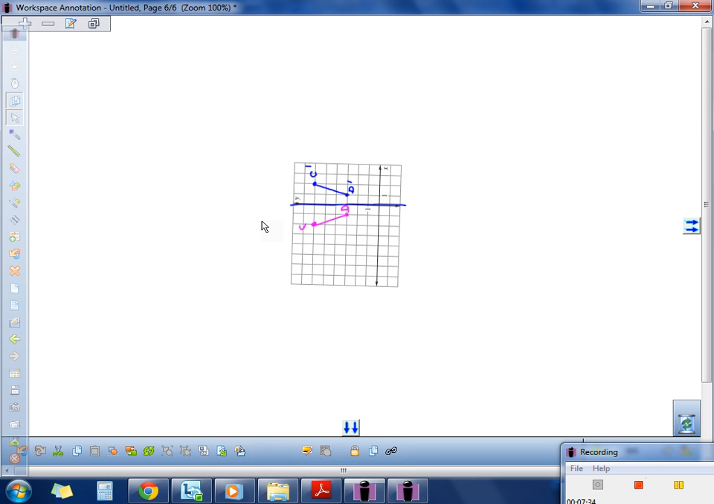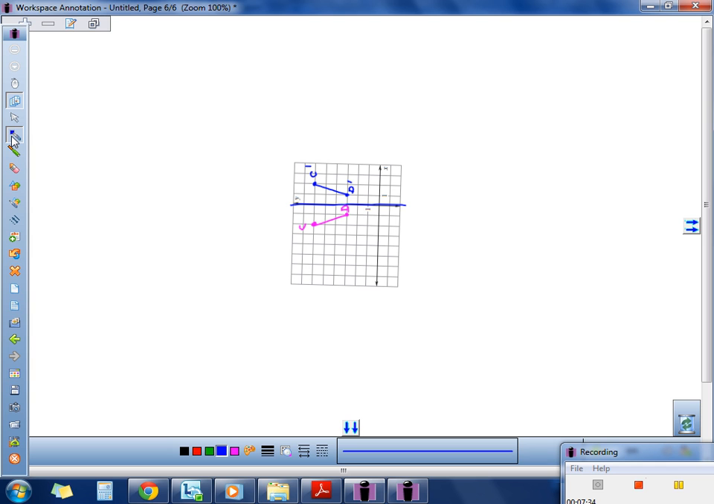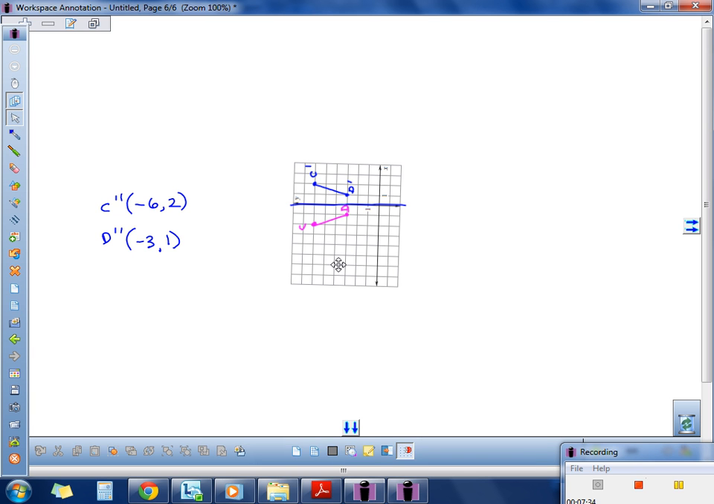Once we get it rotated, we need to write down the coordinates of which of those shapes, my CD segment or my C prime D prime segment. We need to be dealing with the prime segment. So this is the one I'm going to focus on, and I'm going to write down its coordinates. And that'll be for C double prime and D double prime. So this is our origin, going left 1, 2, 3, 4, 5, 6. So that's -6 for my C, and up 2. For my D prime, it's pretty easy. I go left 3, up 1. So it's -3, +1.